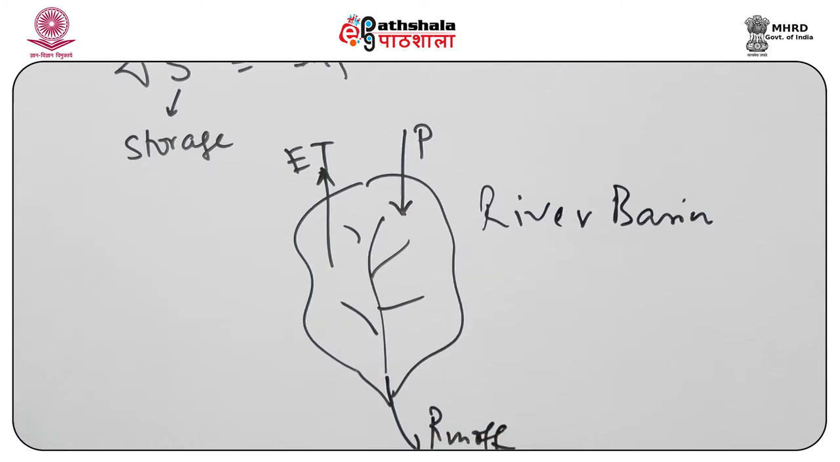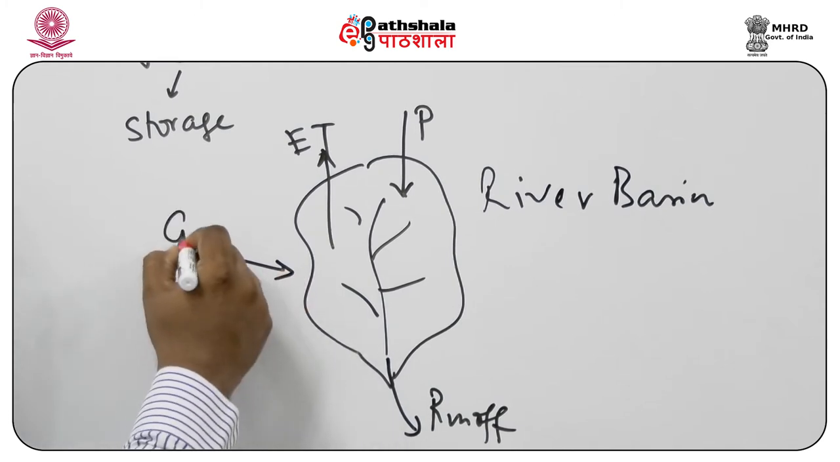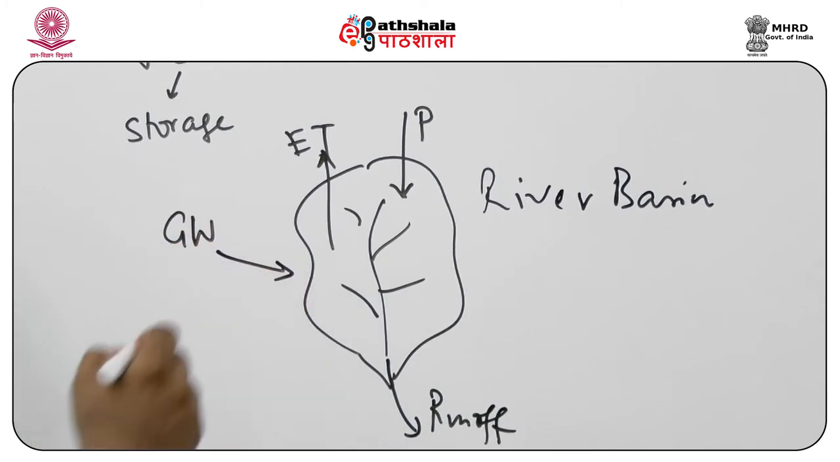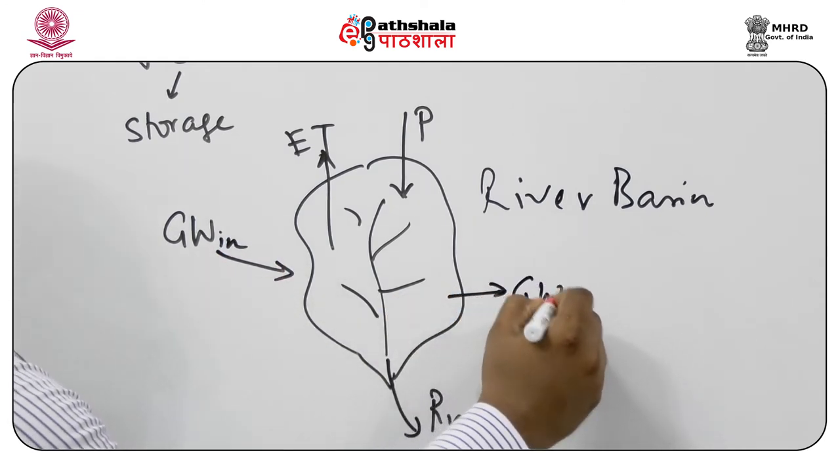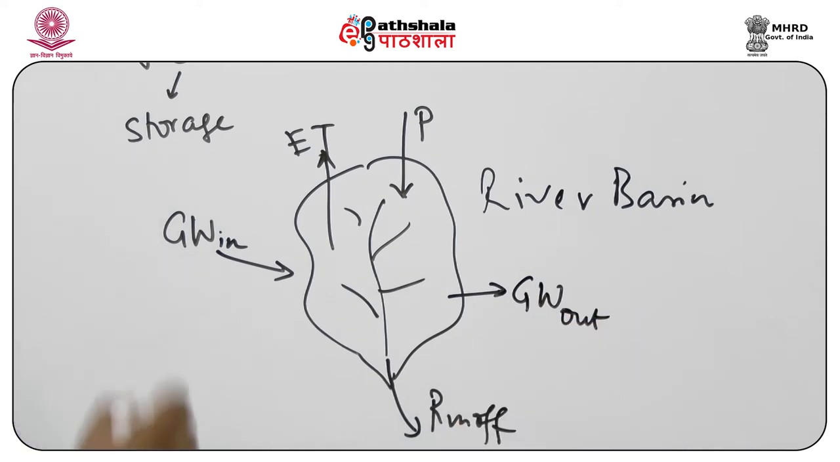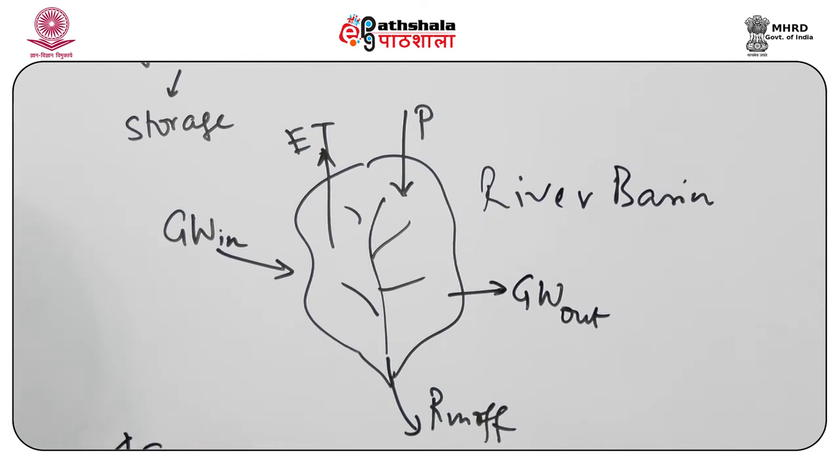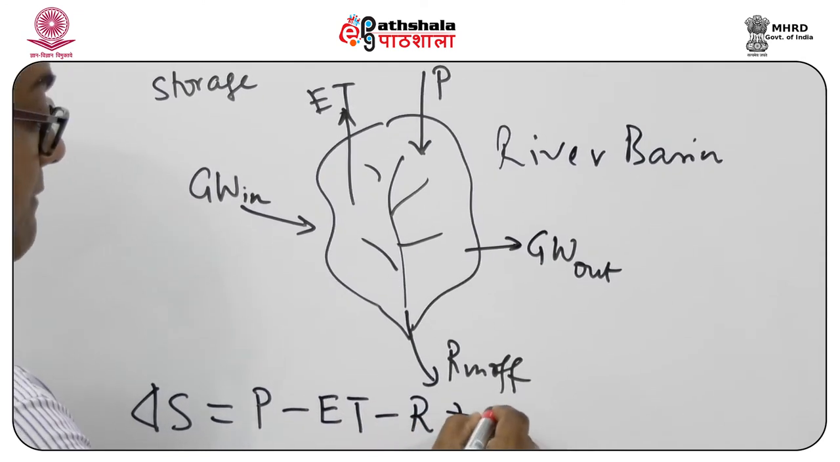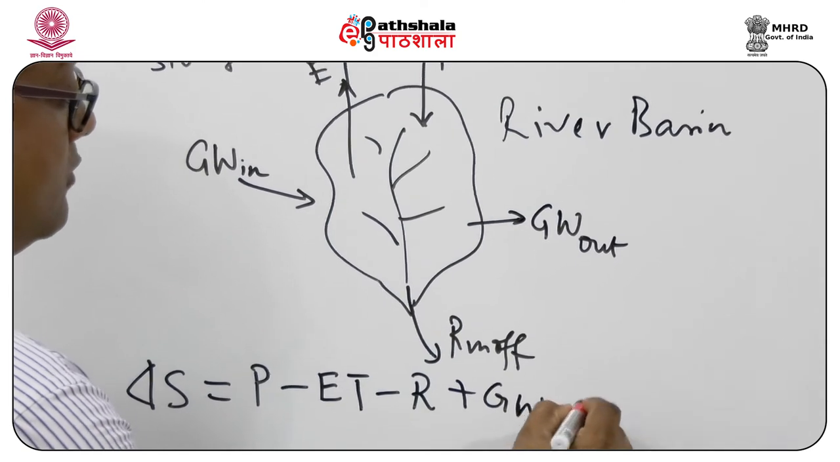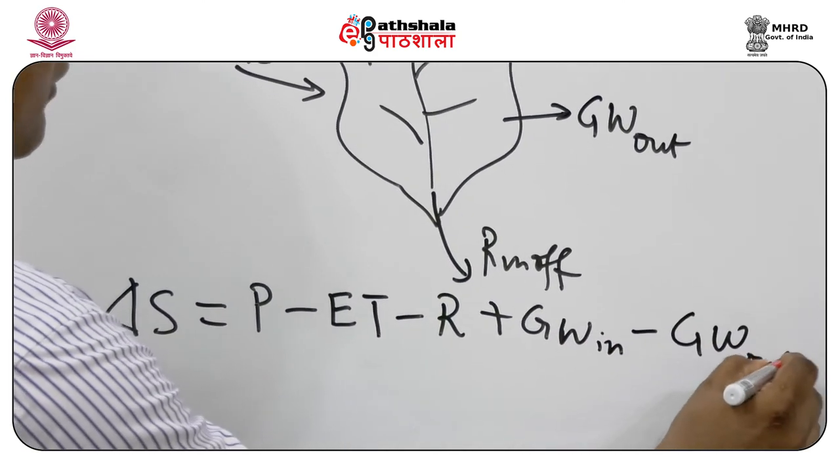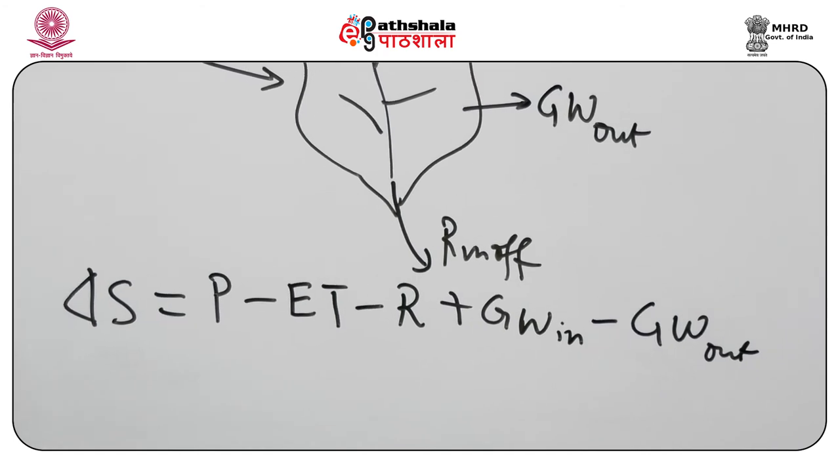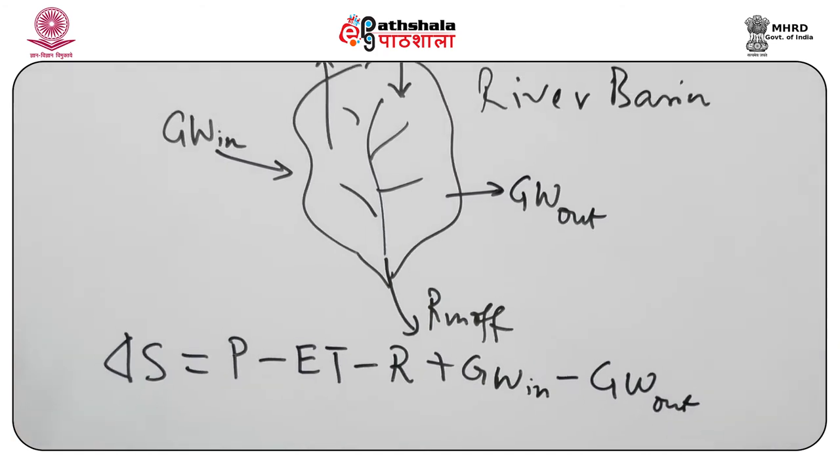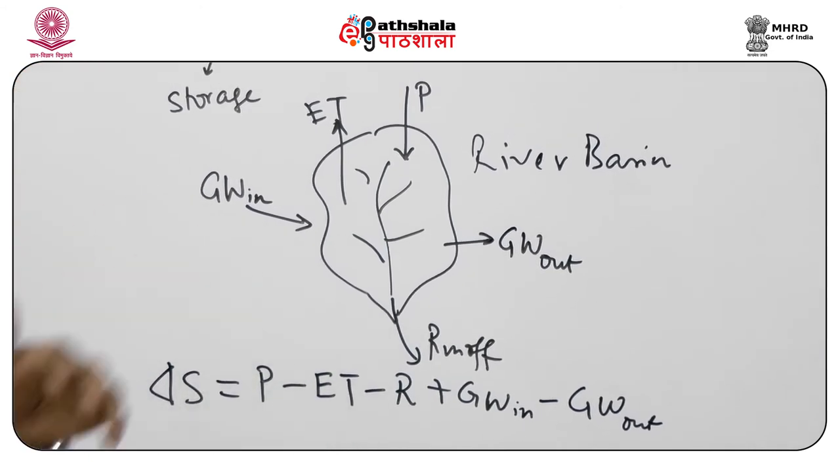There can also be some lateral flow of groundwater taking place, if GW stands for groundwater. So there can be groundwater inflow, and also groundwater outflow. So if I want to write the water budget equation of a river basin, I can say that delta S is equal to P minus evapotranspiration, minus runoff, plus groundwater inflow, minus groundwater outflow. This balance equation is known as the water budget equation for a river basin.